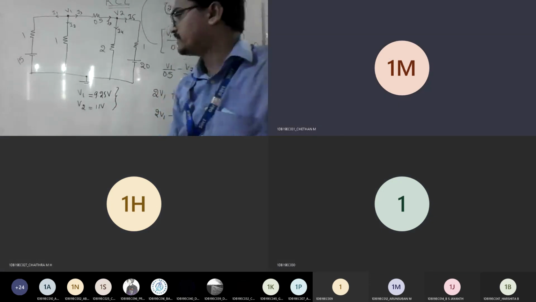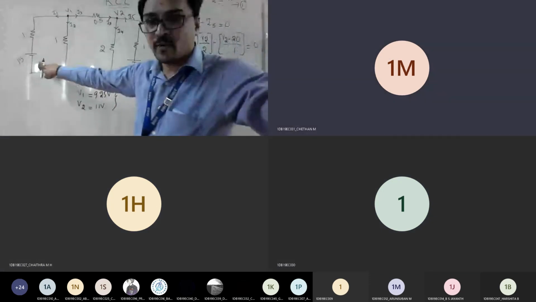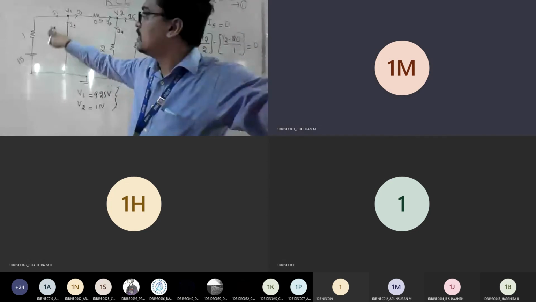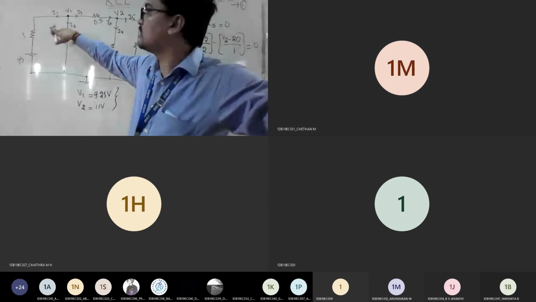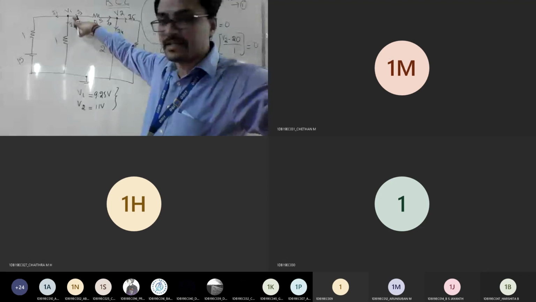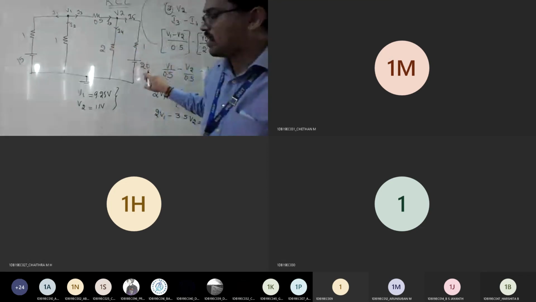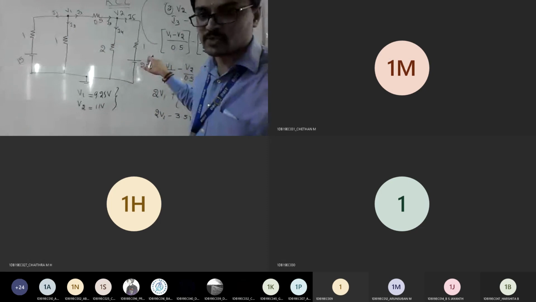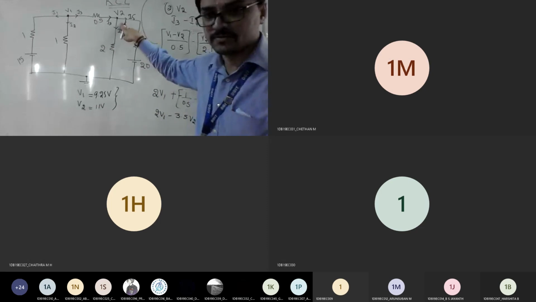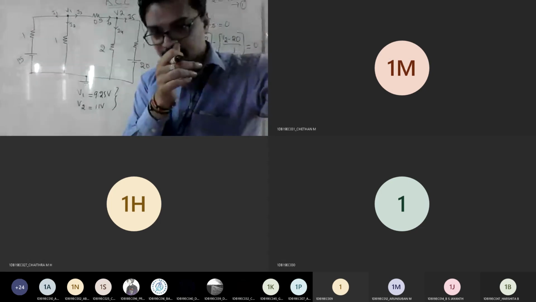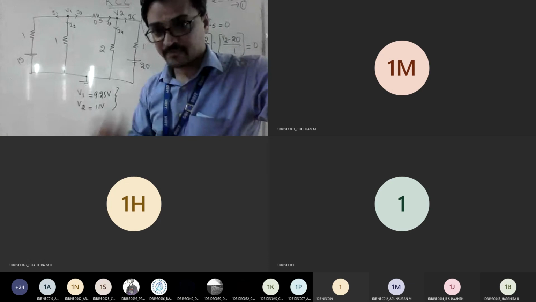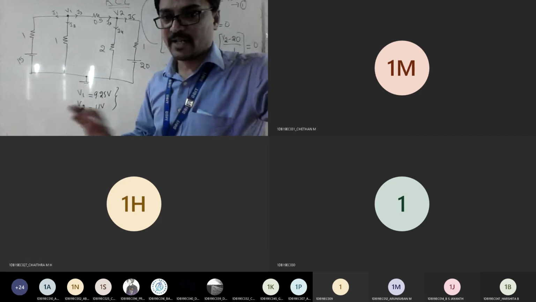Out of 15 volts, after passing through this resistor at V1, I am getting 9.25. Similarly here, after passing, the supply was 20 and I got 11 volts. So I hope you got the difference now between nodal analysis and mesh analysis. That is not the end of the problem.